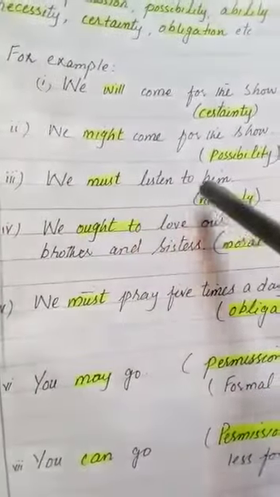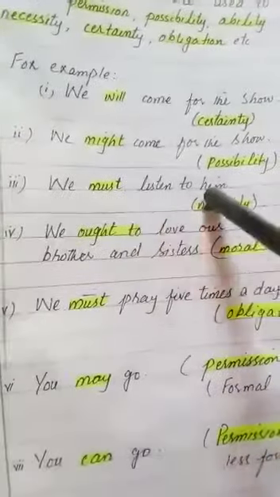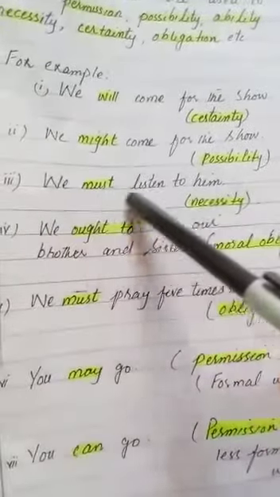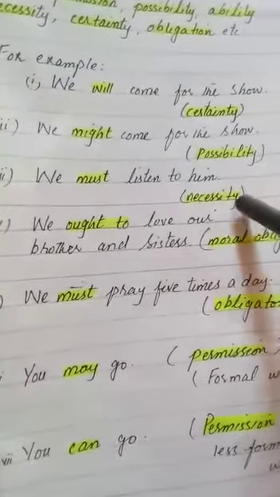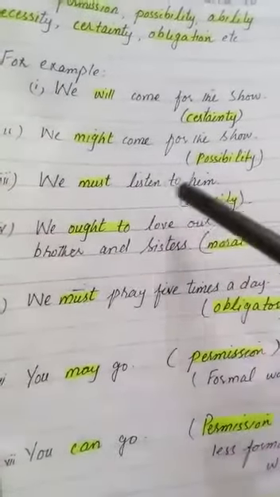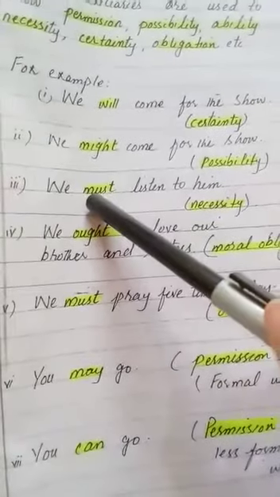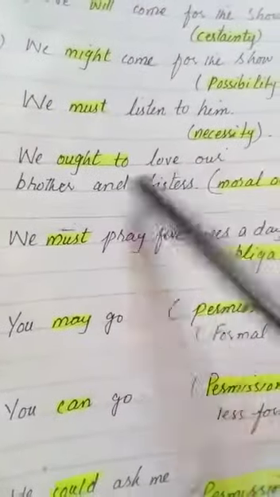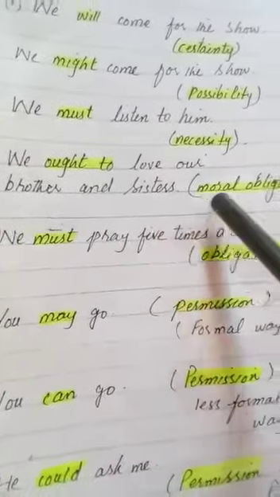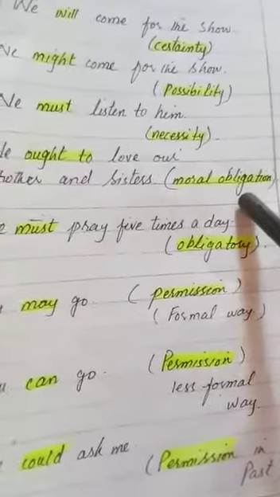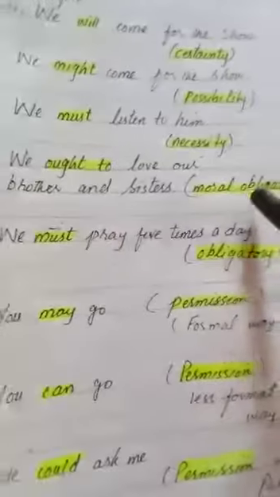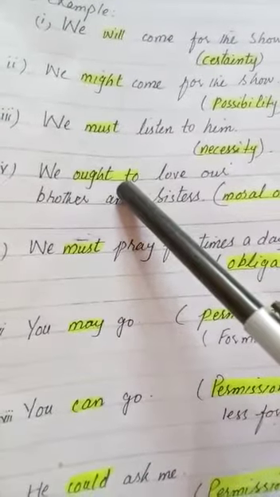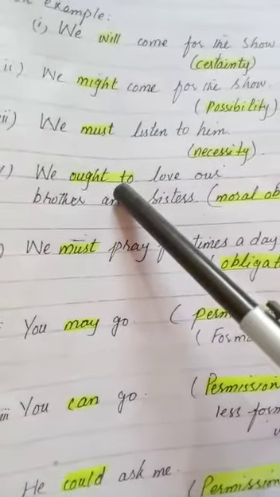We must listen to him. Here this must is modal auxiliary verb, and this sentence is showing the necessity of doing something, and for this necessity, modal auxiliary must is used. We ought to love our brothers and sisters. This is moral obligation, which is very compulsory. So ought to is used to indicate obligation.